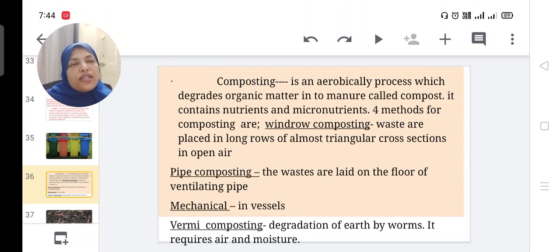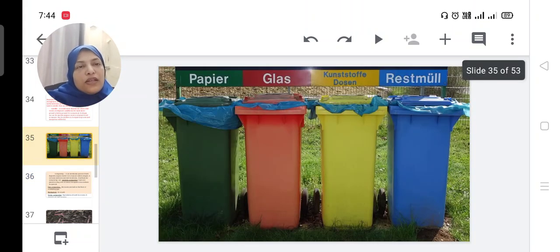Then composting. Composting is an aerobic process which degrades organic matter into manure called compost. It contains nutrients and micronutrients. Methods of composting are windrow composting: waste is placed in long rows of almost triangular cross section in the open air. Then pipe composting: the waste is laid on the floor of a ventilated pipe. Then mechanical, that is, we can use a vessel, an old bucket, like this.